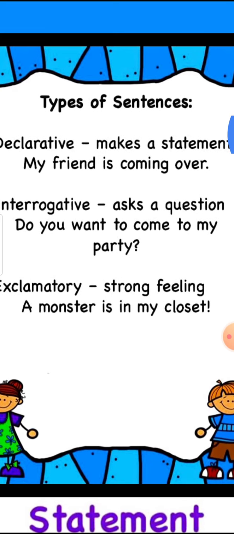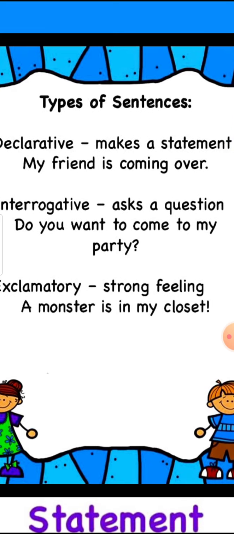It gives a statement only, in which the first letter of the sentence must be capital and it ends with a full stop.